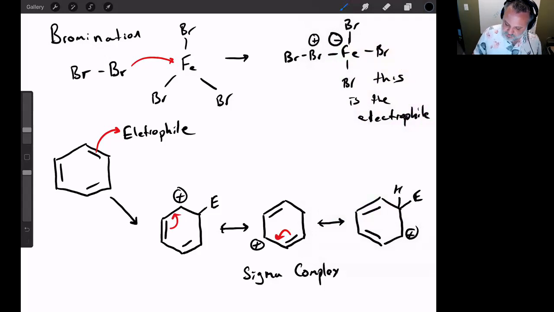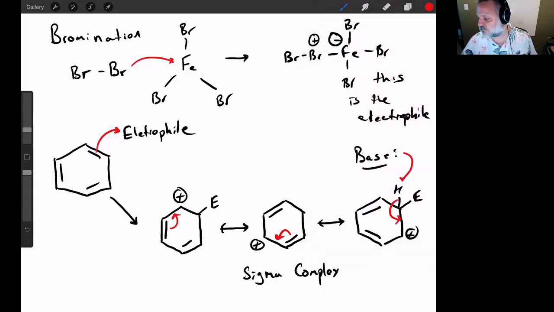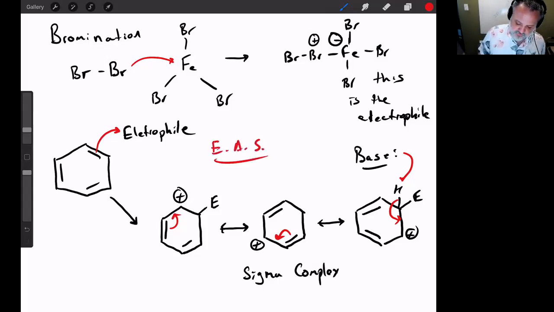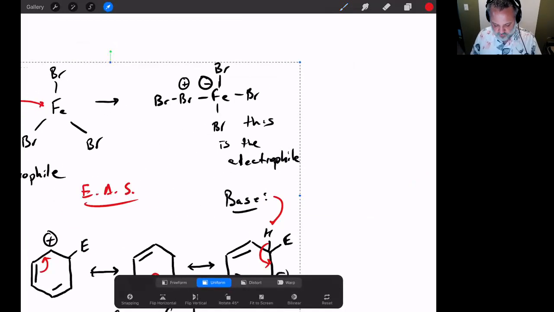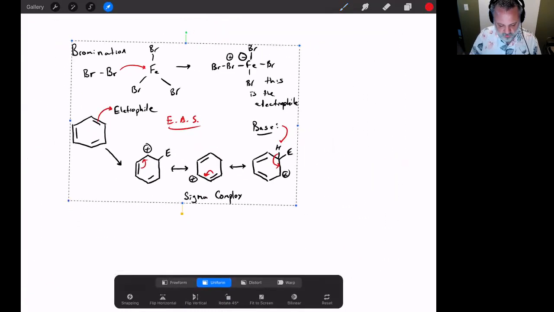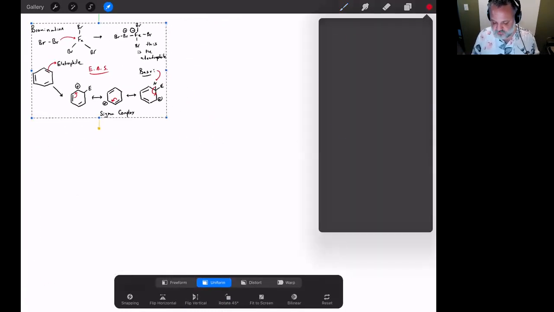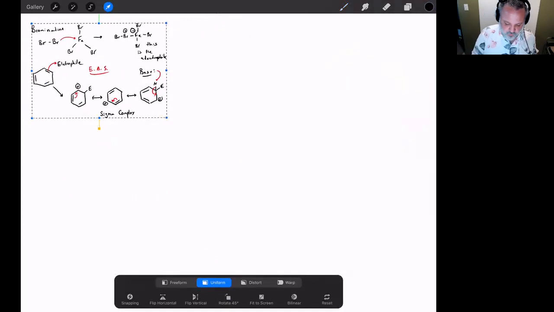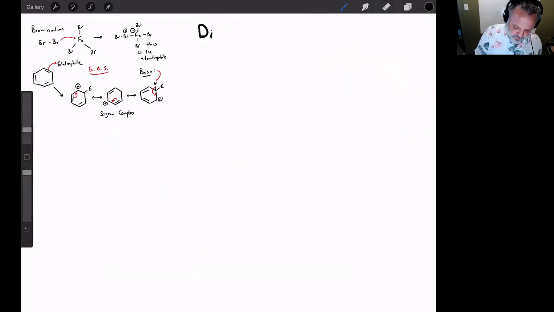And then the last step involves some sort of base. And that base reforms the aromaticity. And so at the end of the day, this is the basic reaction mechanism for the electrophilic aromatic substitution reaction. And so all of the reactions that we're going to look at today will involve that mechanism, but there's going to be just a few differences, and I just want to point out what those differences will be.